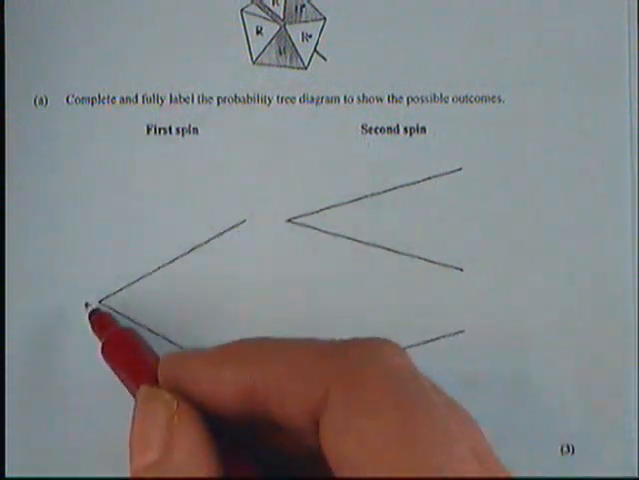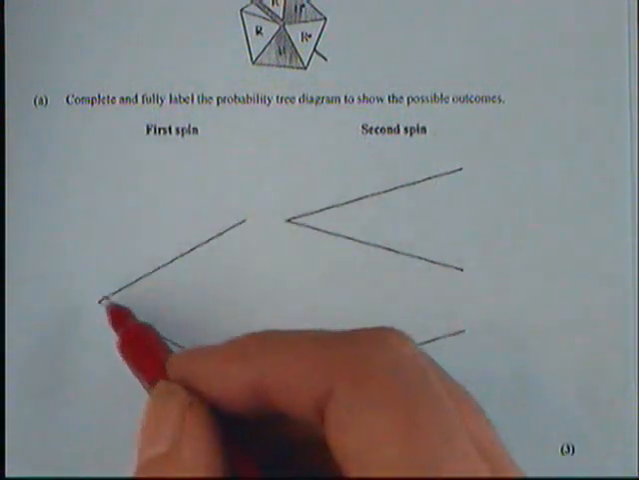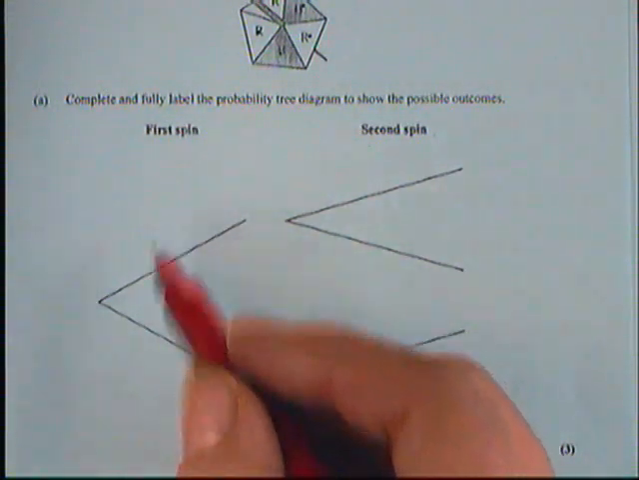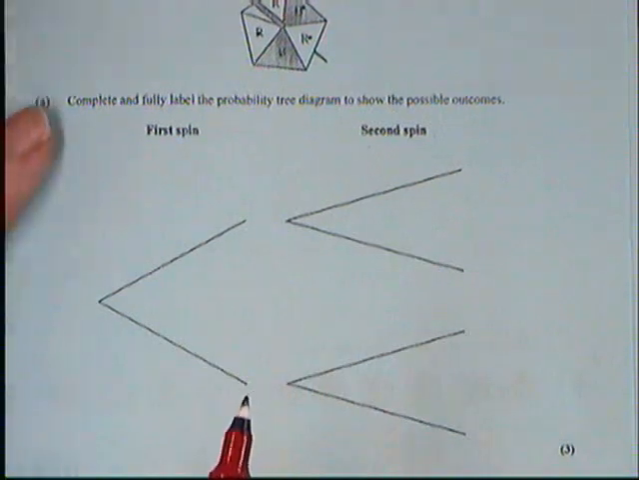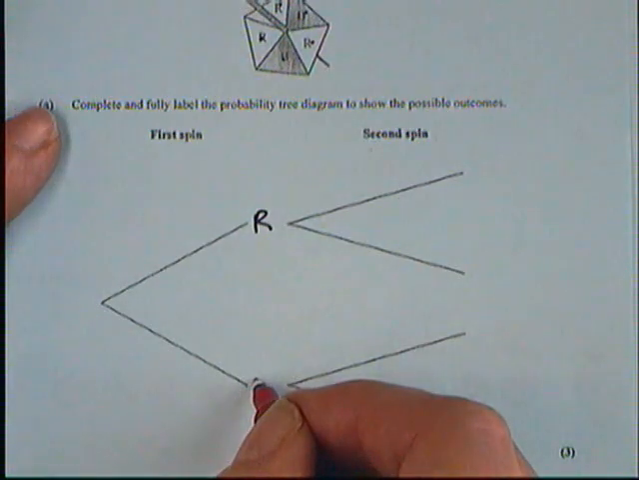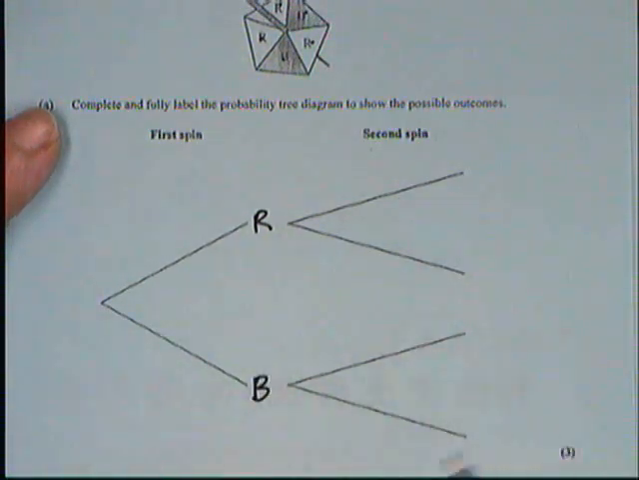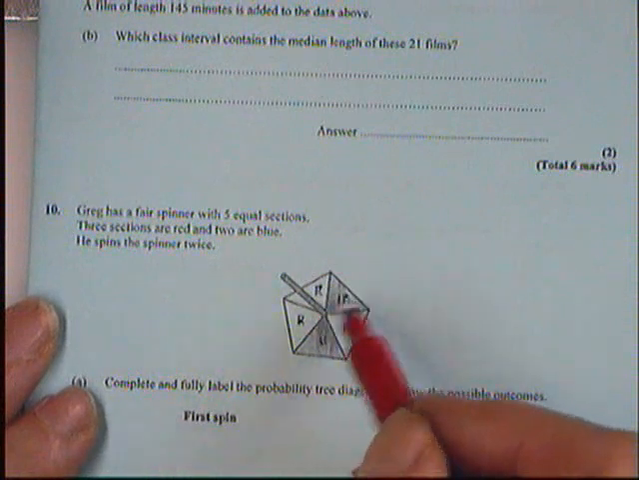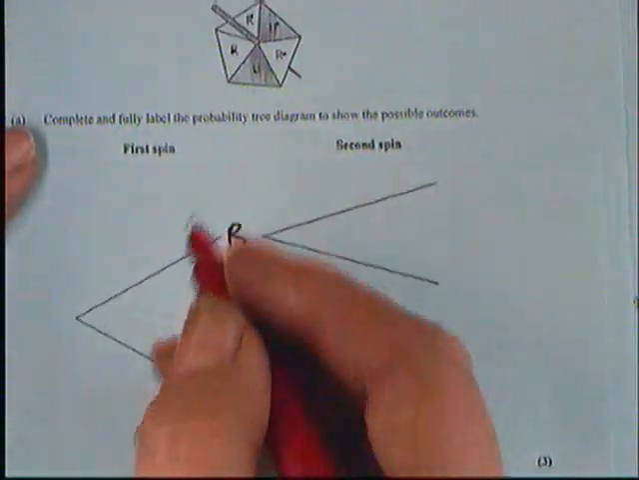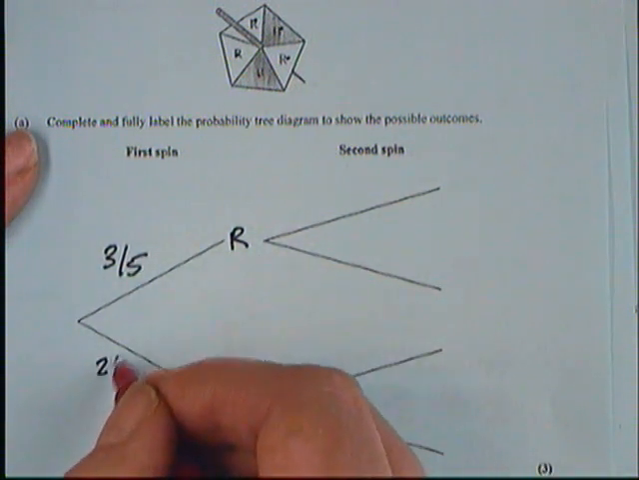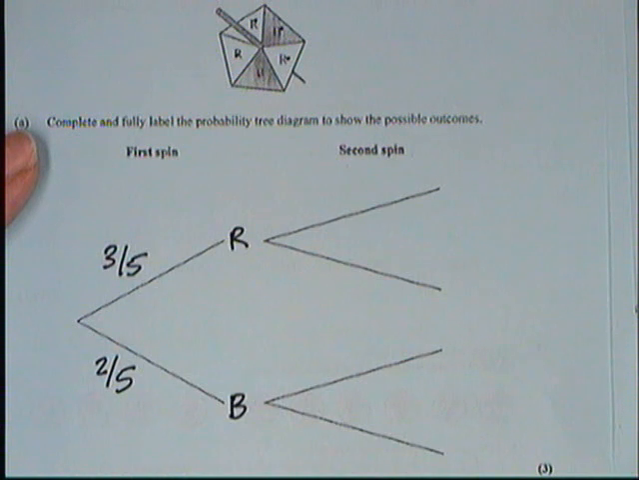Now each of these V shapes is called a probability tree, and each individual probability tree must add up to 1. So what I'm going to say is, this one here is red, and this one here is blue. Now, for the probability of getting a red, well, there are 3 red sections out of a total of 5, so the probability of getting red is 3/5, and therefore the probability of getting blue is 2/5.